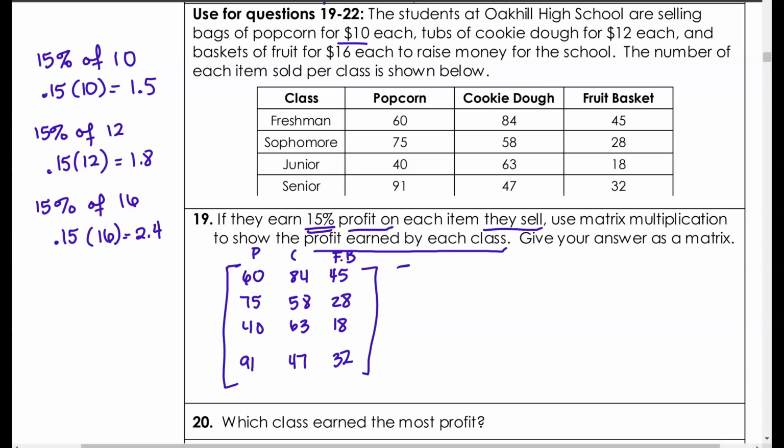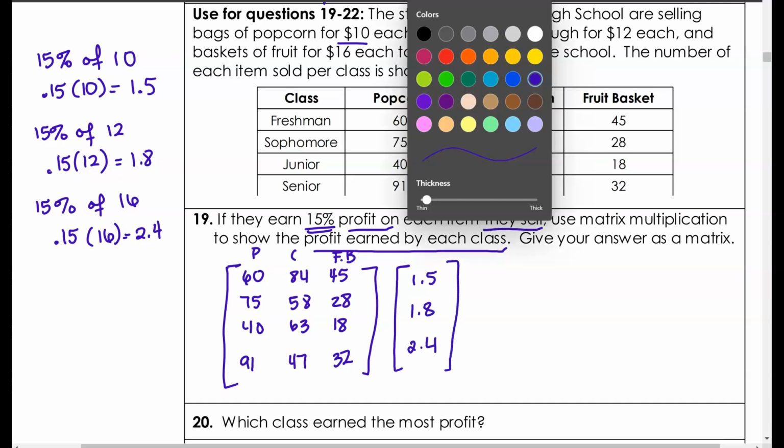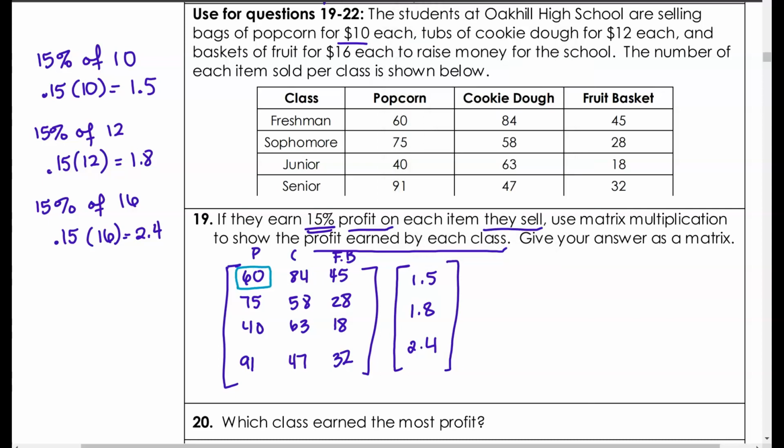So now we're going to multiply it by, and we want to make sure that we align the profits. So it's going to be 1.5, 1.8, and 2.4. And by aligning them, we want to make sure that when I take 60 and multiply by 1.5, that's the popcorn, and that is the profit of the popcorn. And it is. That first one was popcorn. And then we're going to multiply. So let's go ahead and do this multiplication here.